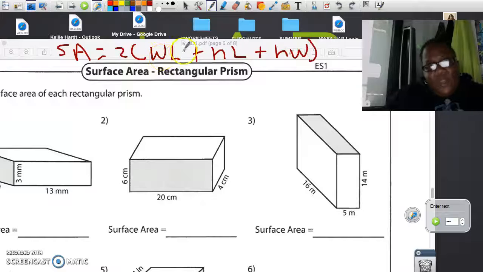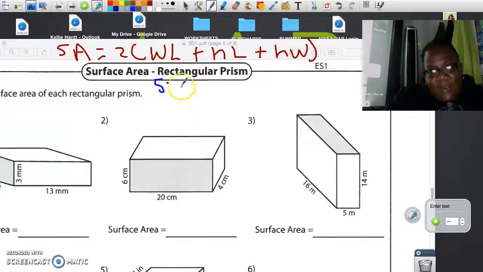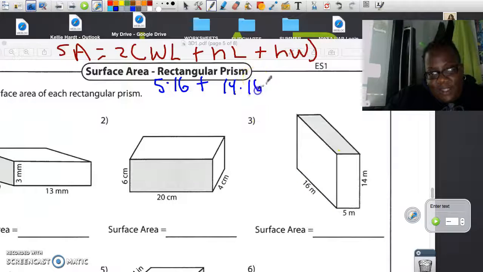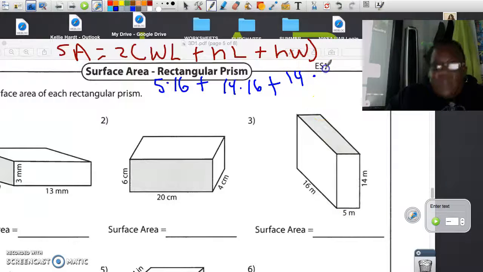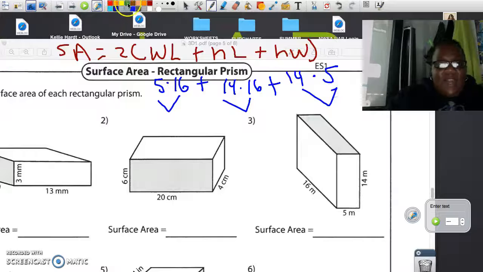So the first part is width times the length. So that's going to be 5 times the length, which is 16. Add that to the height, which is 14, times the length, which is 16. Add that to the height, which is 14, times width, which is 5. And you know you can use a calculator. You're going to do these 3 multiplications and then add them all together.